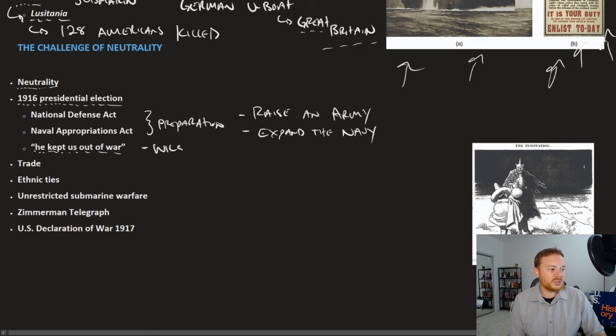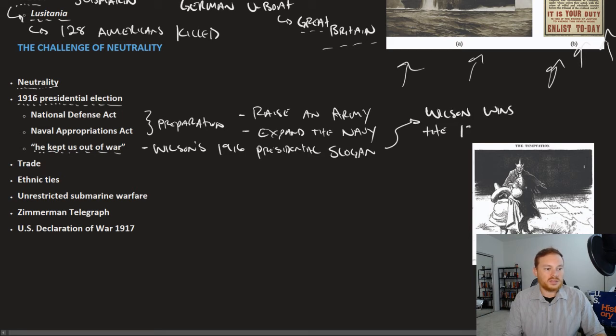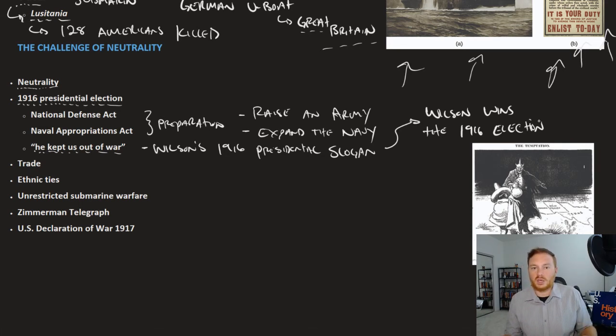So this is Wilson's 1916 presidential slogan. And with this slogan, "He kept us out of war," Wilson wins the 1916 election. So he is reelected on the promise of keeping the United States out of war. So for the most part, most Americans are okay and endorse a neutral position.